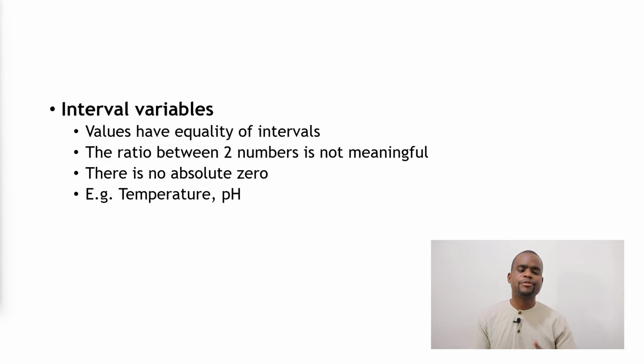I've given you an example of temperature, but another example that you can provide is pH. pH is how we measure the acidity of objects. When you say acidity is 0, that's not a meaningful 0. The 0 there doesn't really have any meaning. It doesn't stand for absence of something. The pH of 6 is not twice the pH of 3. As such, that is an interval variable.